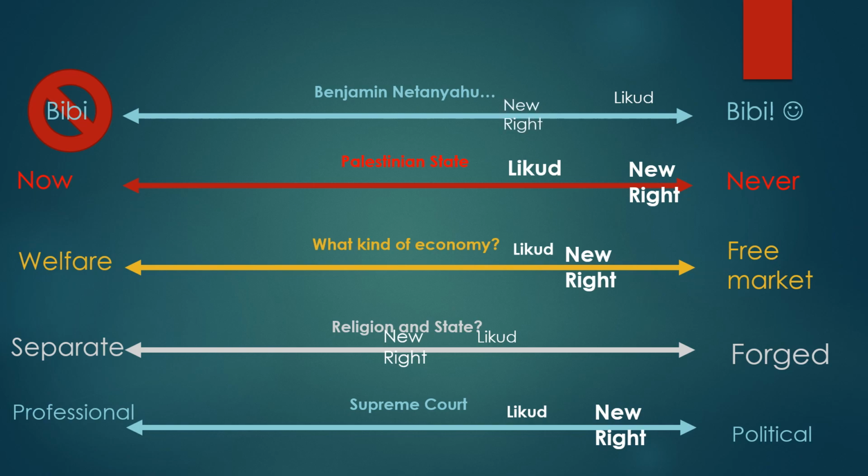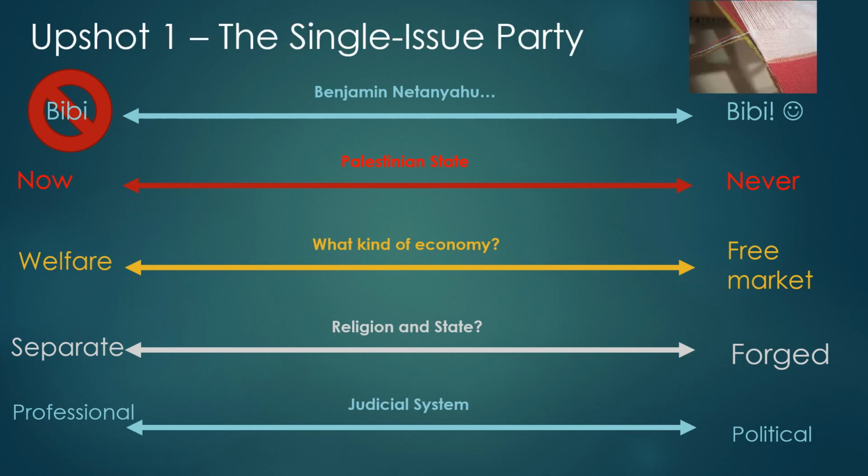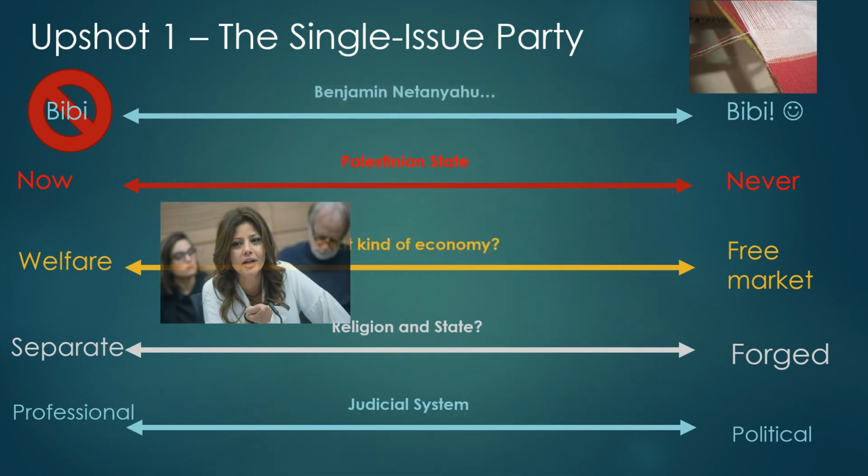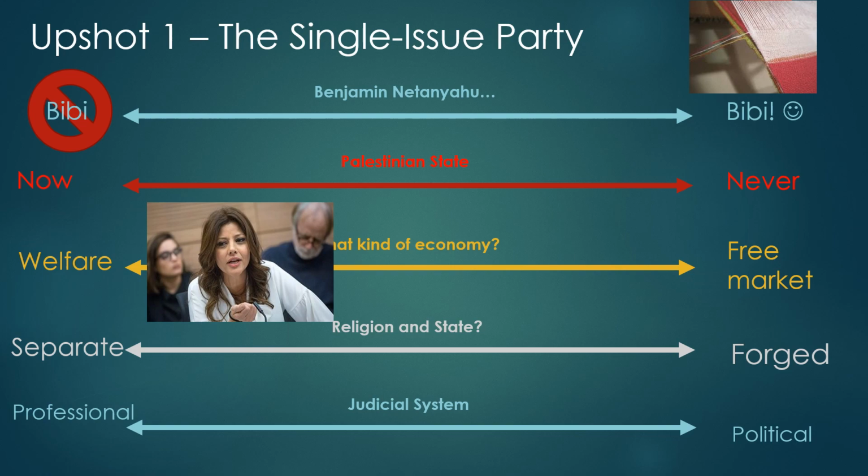The single issue party. For example, and there are other parties like this, but we'll just hone in on one party, the Gesher party. This is a party which was established by Orly Levy Abacasis, and this party is taking a stand on one of these 5 issues. She is only taking a stand on the welfare line, and she is saying that if I am going to come into a coalition, I want to be the health minister. I want to be the minister of health, and I want there to be a budget for me to fix the health system in Israel.